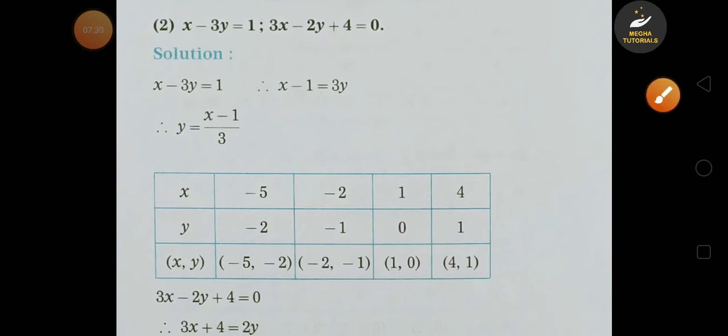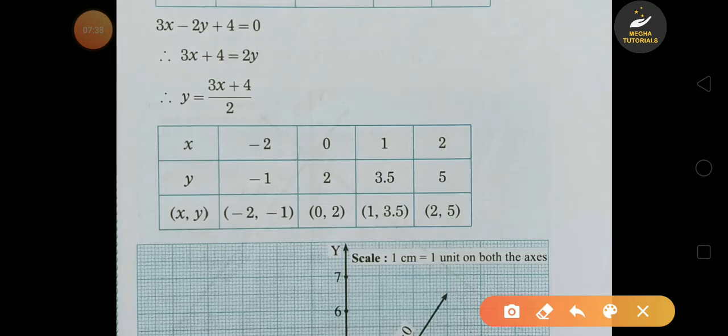Okay, now come to the second equation. Second equation is 3x minus 2y plus 4 is equal to 0. So using transposition you can get y is equal to (3x plus 4) upon 2. Now in this case the denominator is 2, so we have to bring values in the numerator that are easily divisible by 2. It means we need even values in the numerator. Okay, so in this case also our dependency is on x. So first we will assume some value of x so that we will get the value of y.